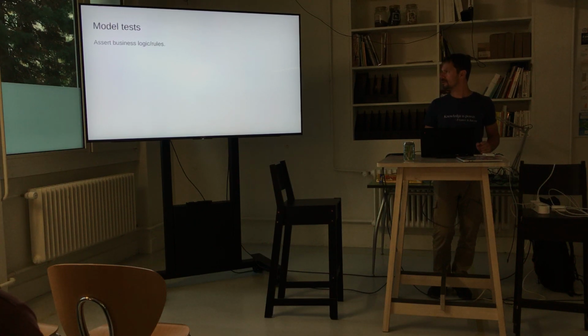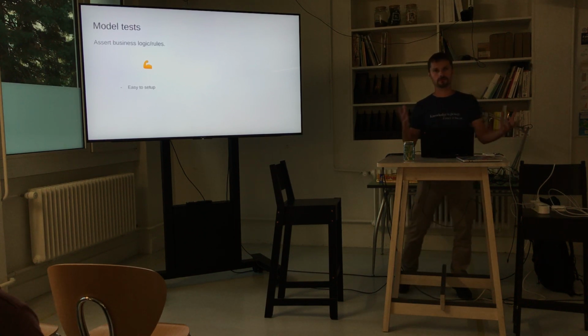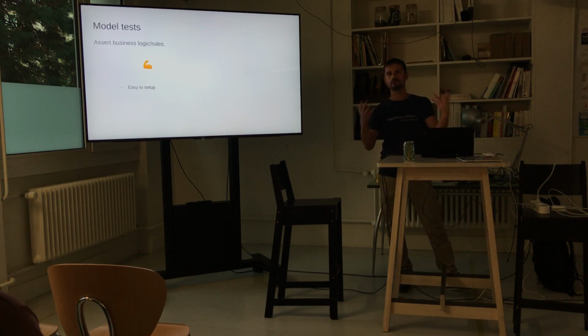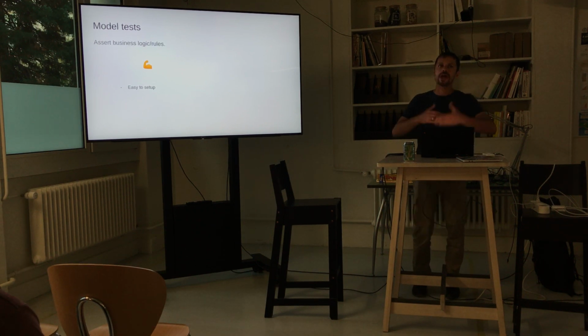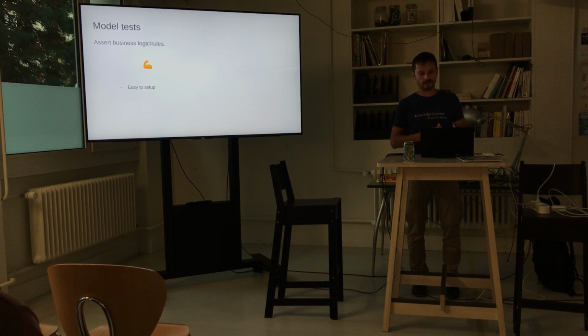Right, model tests. Business logic rules. Rails advocates for fat models, so all the actual rules of the system are going to be in the models, or should be in the models. For example, if in the controller test you would test what happens when the model is invalid, in this test, you would test when does a model become invalid or valid.